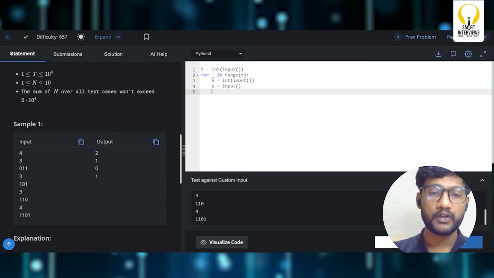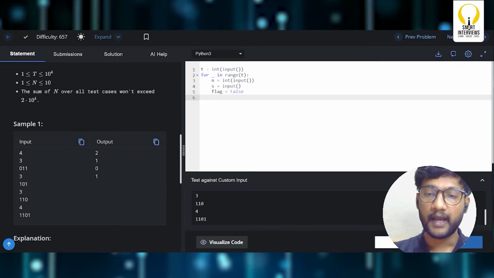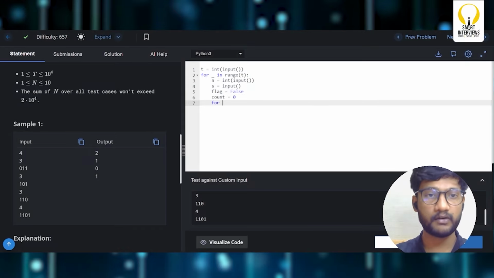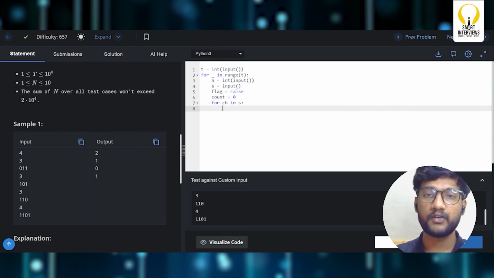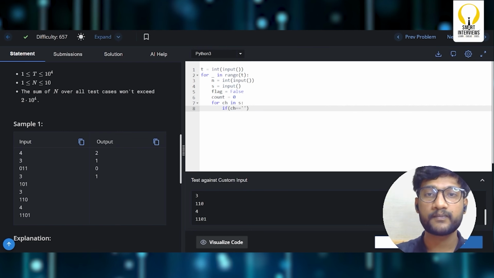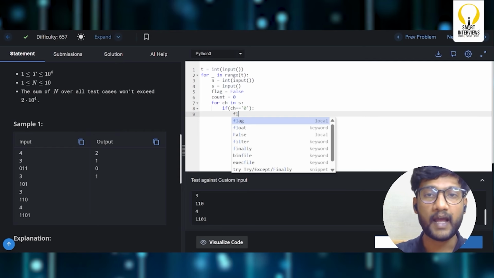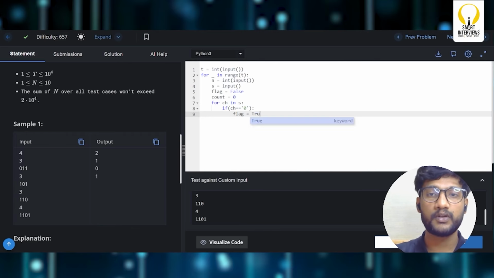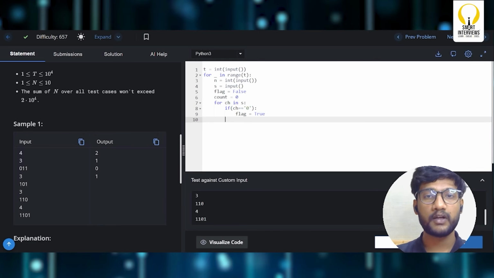Now what you're supposed to do, as we discussed, we require one flag variable, which is initially false. And I also require count, so that is also initially 0. Now I'll simply iterate on my entire string. So let's say for each and every character in the string. Now, if my character is equal to 0, which is nothing but the first 0, can I say my flag is equal to true?